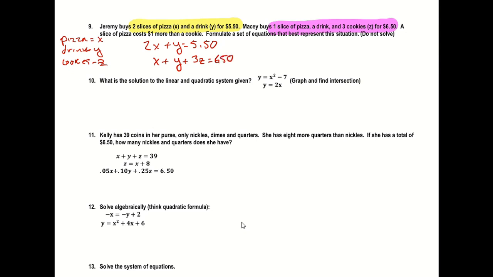And then finally, a slice of pizza costs $1 more than a cookie. There's a couple of different ways we can write this one to start. We could simply say if we have a slice of pizza and we subtract the cost of a cookie, then we have $1.95 left over.